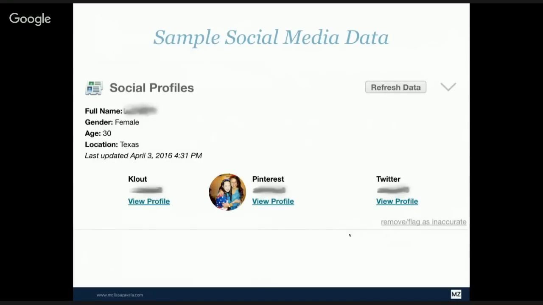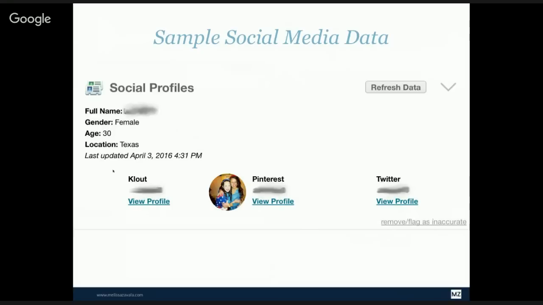So with regard to the social media data, when I showed you that little icon right here, here's what the social profiles show. For one of them, I clicked on it and it shows me that it found this woman's Pinterest, her Twitter, her Klout profile, and that she's in Texas. If she's actually in Texas, it may not be 100% accurate. So possibly she's a relocation to San Diego.